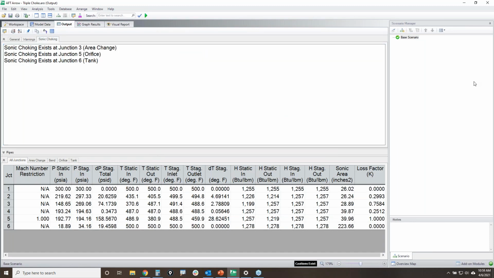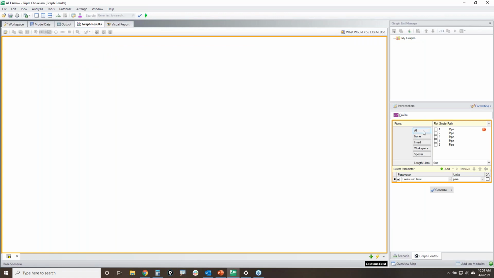here's our sonic choking. So we can see that we sonically choke at the area change, the orifice plate, and the tank. And so if you look at this graph, we're going to make some plots here. So we'll take a look at the Mach number, and we can also do velocity, and we'll look at pressure and temperature.